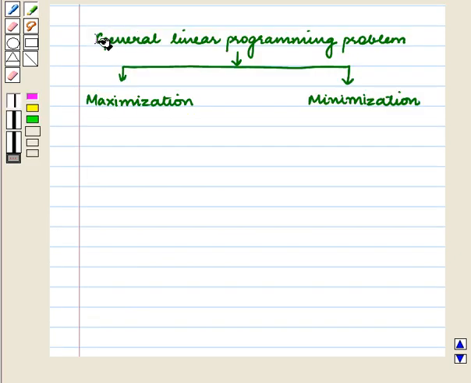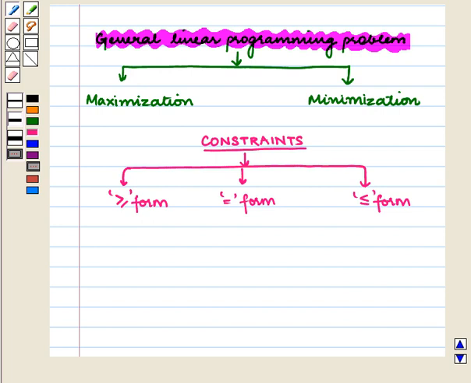Now, a general linear programming problem is either a maximization or a minimization problem with constraints which can either be in greater than equal to form, or less than equal to form, or equal to form.